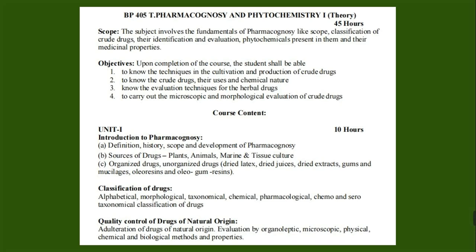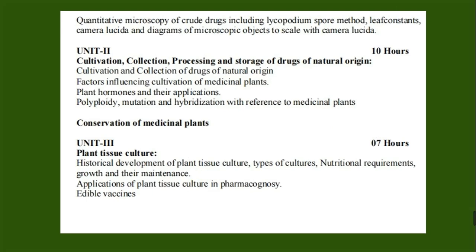Next, we'll see quality control of drugs of natural origin. Here we'll be learning how drugs are adulterated. Then we'll learn the different evaluation parameters: organoleptic, microscopic, physical, chemical, and biological methods. Next comes the lycopodium spore method and the leaf constants. Leaf constants are where we'll be learning about the stomatal number, stomatal index, vein islet termination number, palisade ratio, etc.